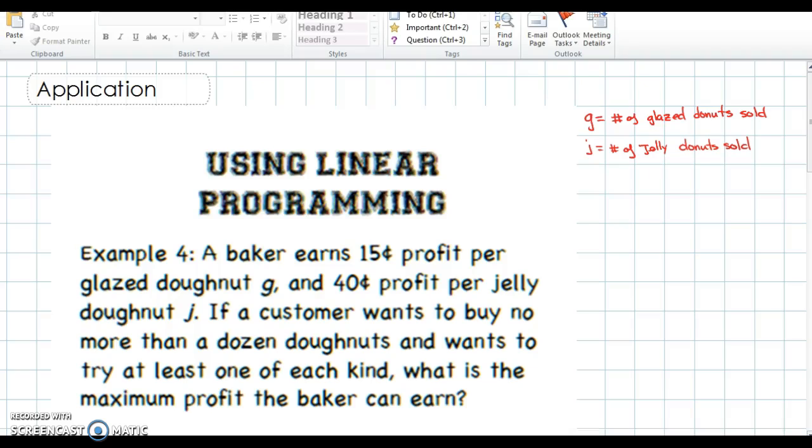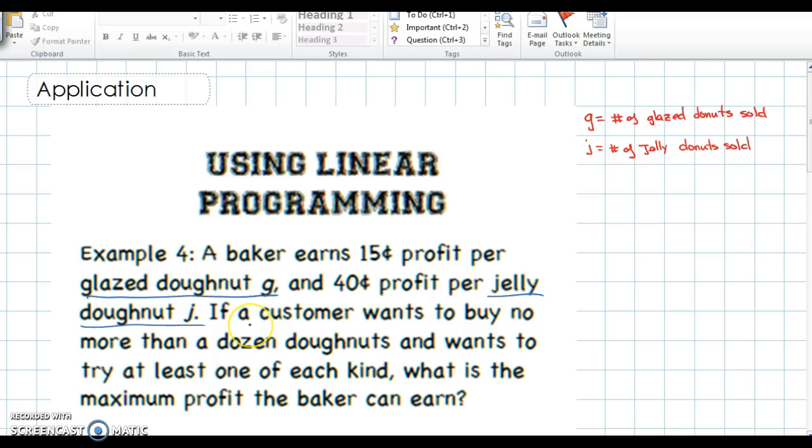We talked a little bit about linear programming in class. This example is meant to support what you've learned. From the problem statement, you can see that glazed donuts are the number of them sold, G, and jelly donuts are the number, J, sold.